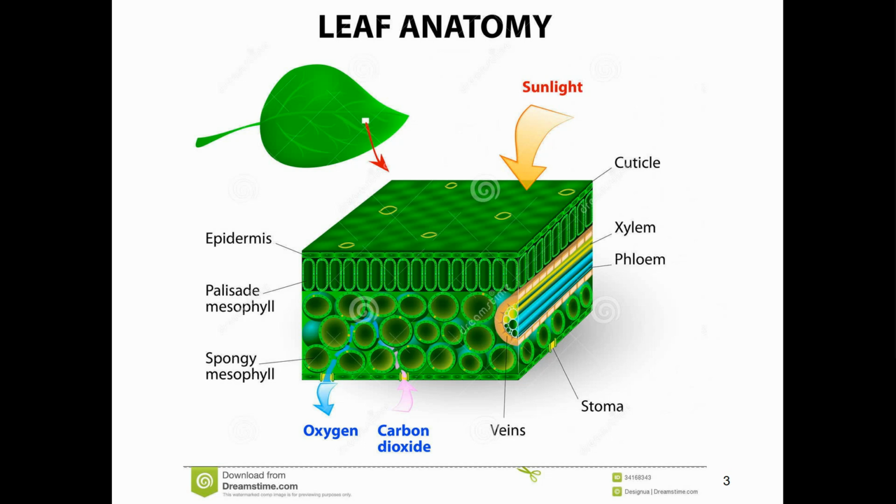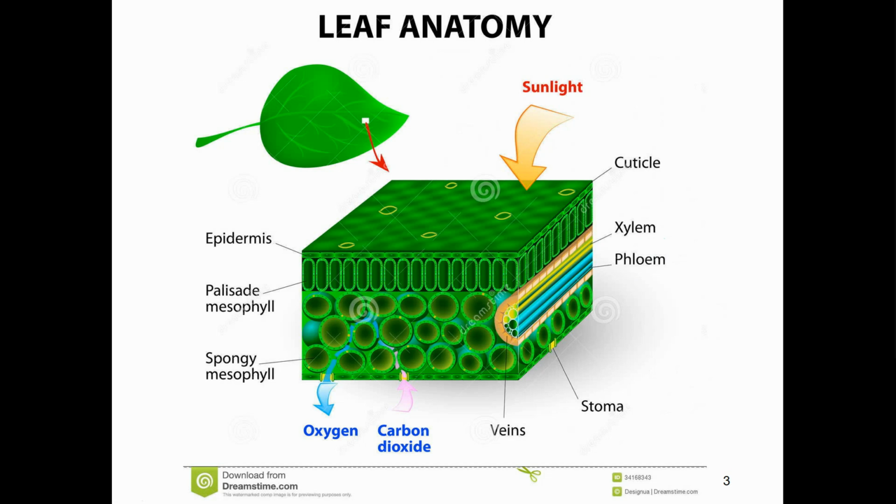Remember that cuticle up on the top acts as a waxy layer. It's going to protect from excess water loss. It's going to protect from too much sunlight. We have an epidermis layer, and then we have the palisade mesophyll and the spongy mesophyll. And you will see how the structure changes and how the bundle sheath changes. The bundle sheath is that yellow area over here that's covering the xylem and the phloem. And you will see how this will change between the C3 and the C4 pathways.